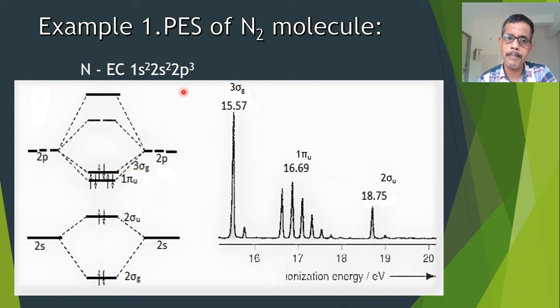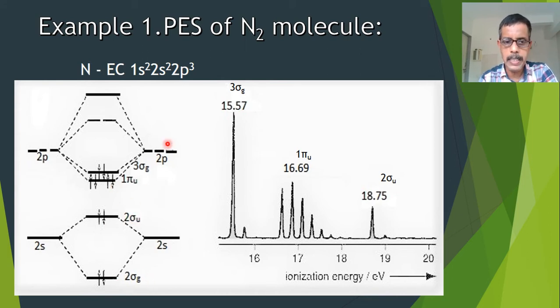Now you see the electronic configuration: 2s is 2s2. So 2 plus 2 electrons, 2 from one nitrogen and 2 from another nitrogen, makes it 4 electrons. The first 2 electrons go to the lower energy 2 sigma g orbital, and the next 2 electrons go into 2 sigma u. Here g represents gerade and u represents ungerade.